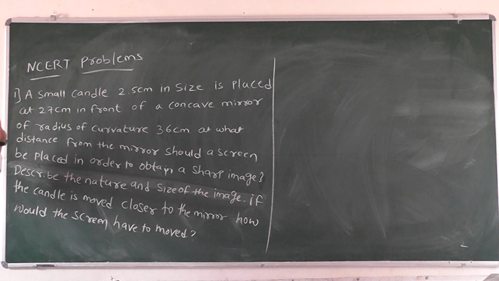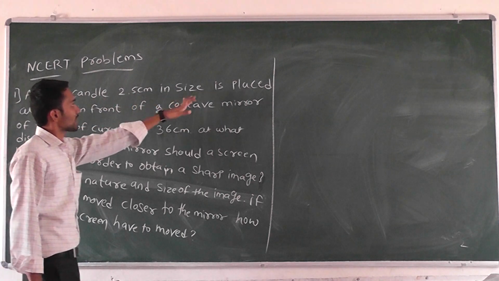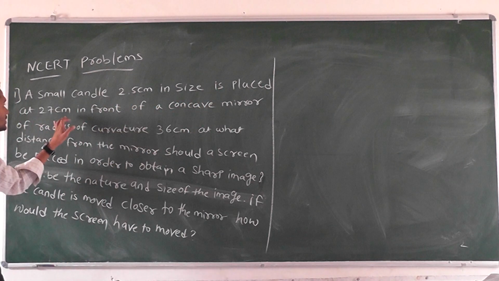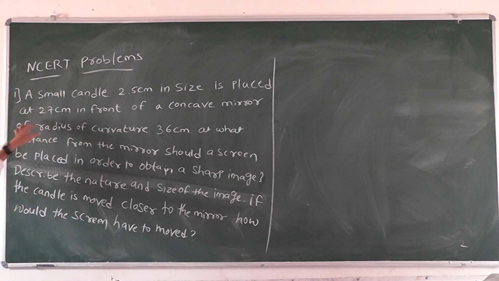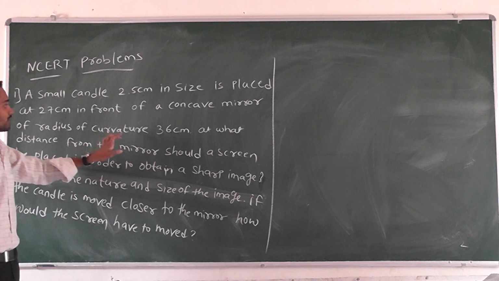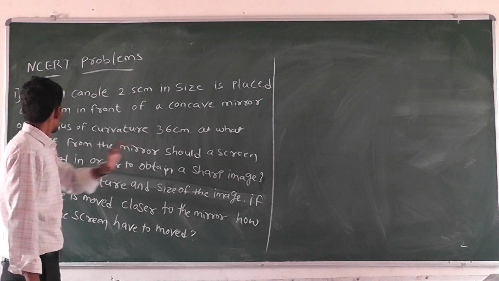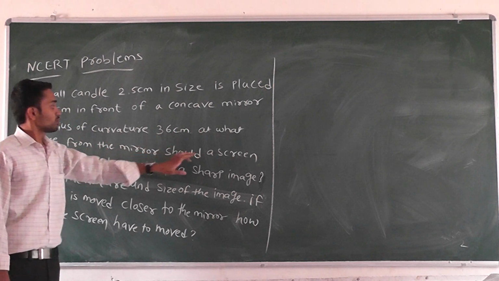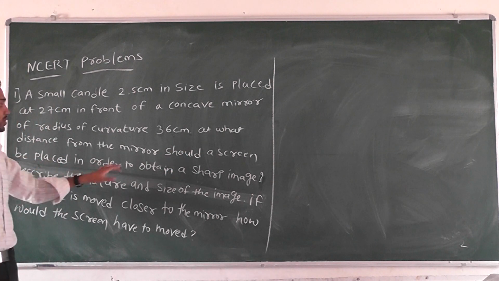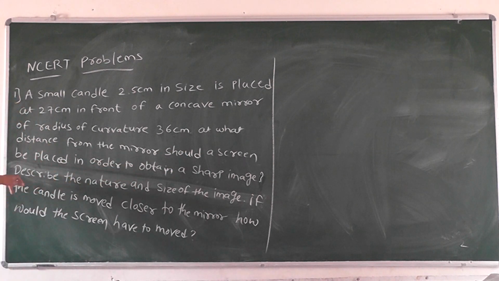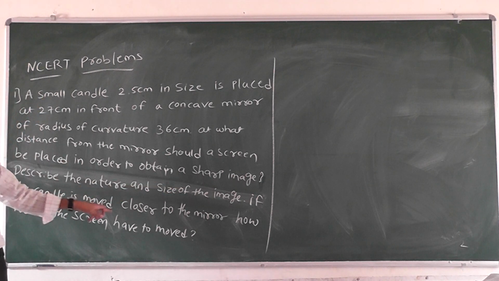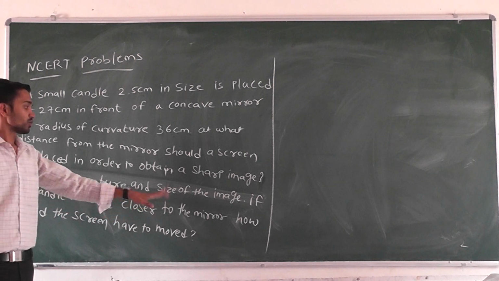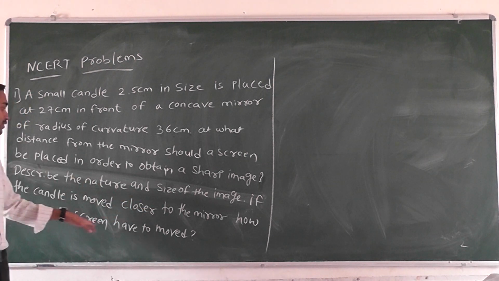The first question is: a small candle 2.5 centimeter in size is placed at 27 centimeter in front of a concave mirror of radius of curvature 36 centimeter. At what distance from the mirror should a screen be placed in order to obtain a sharp image? Describe the nature and size of the image if the candle is moved closer to the mirror, and how would the screen have to move?